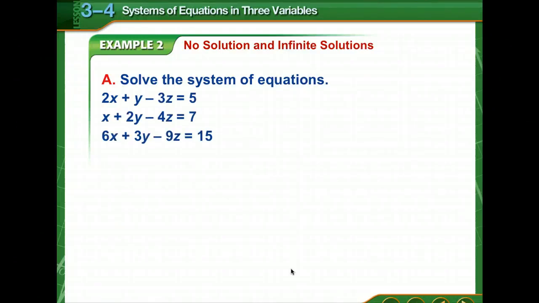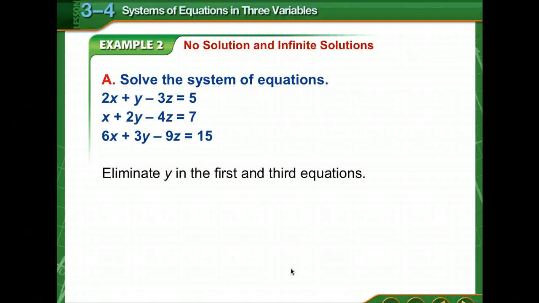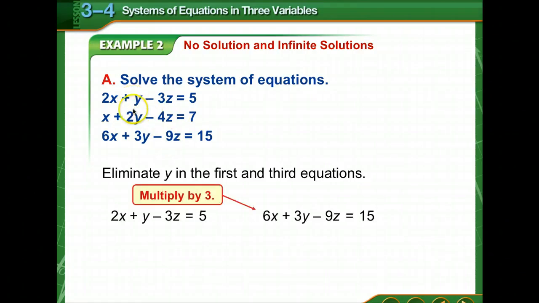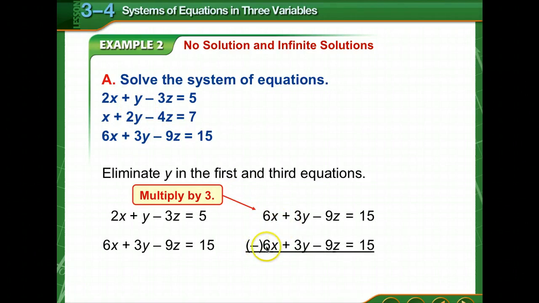Now we're going to solve systems of equations in 3 variables if they happen to have no solution or an infinite number of solutions. So you're going to work them just the way you did that first one, but our solutions are going to look a little different. So we're going to eliminate y in the first and the third. In order to do that, we're going to multiply the first one by 3 and the second one by a negative. We're going to subtract it from each other.